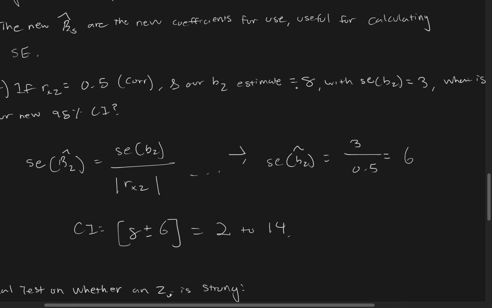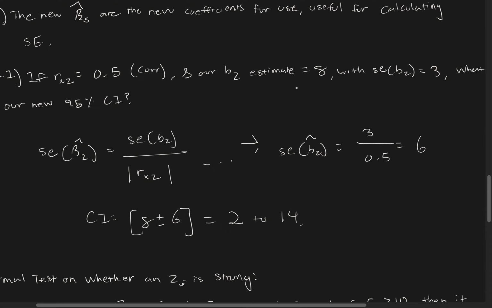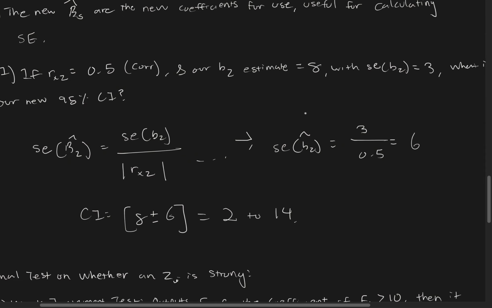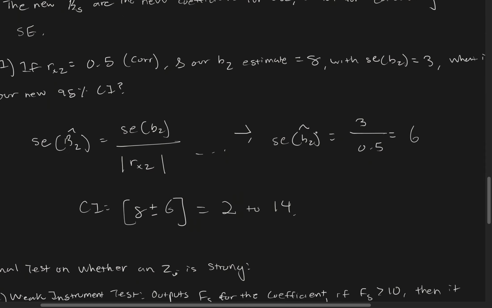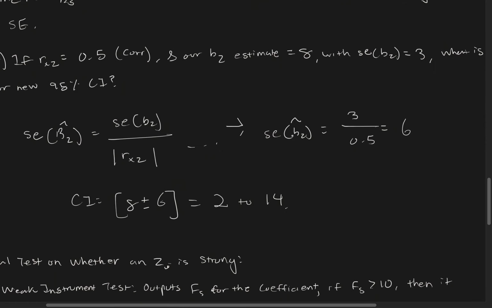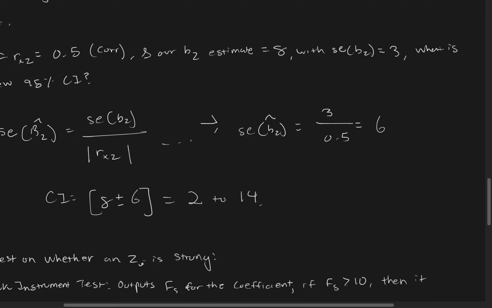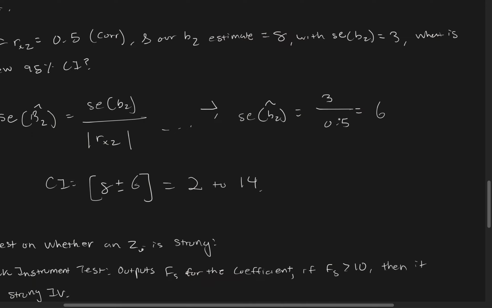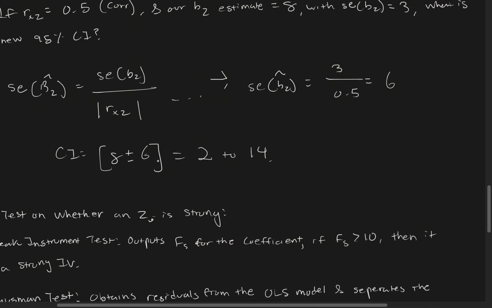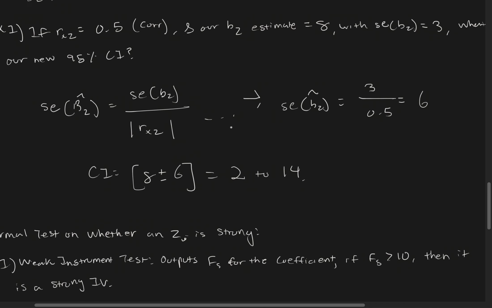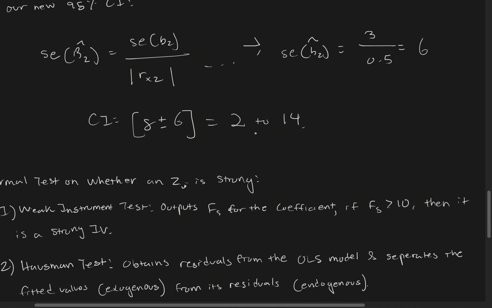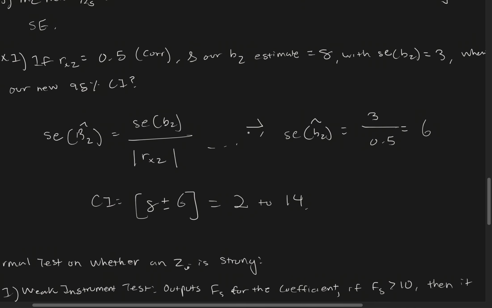And so based on our new instrumental variable, we can recalculate the confidence interval of X, or of the coefficient. So just inputting here, our standard error being in the numerator 3, our correlation being half, that being 6, and then us creating the confidence interval because our beta 2 estimate is 8. So from 2 to 14.